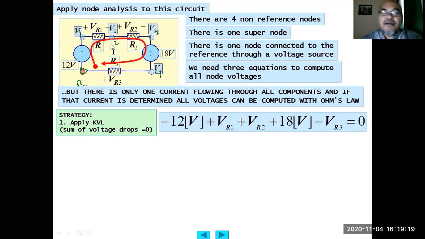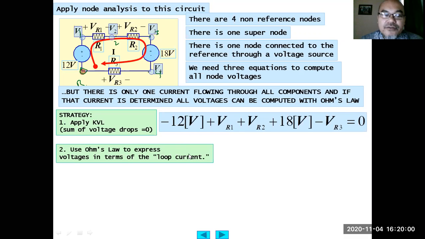So plus VR1, because it is voltage drop across VR1, plus VR2, voltage drop across resistor 2, then plus 18 volt, because it is another voltage drop across this independent 18 volt voltage source. Then negative VR3, because here VR3 is drawn with this node higher than the right node. So if we look from here, clockwise loop, then it is negative. The voltage drop across this R3 is negative VR3, equals 0.